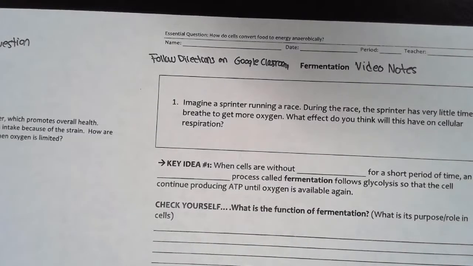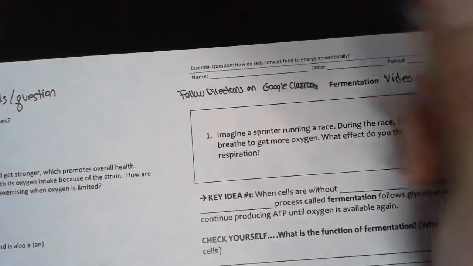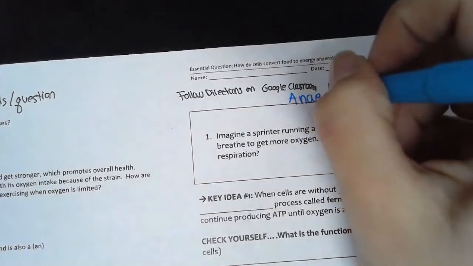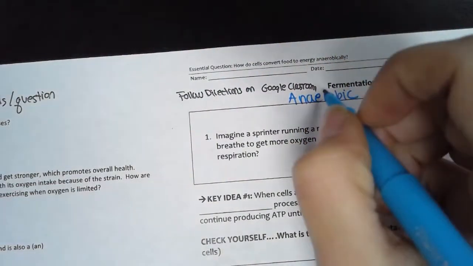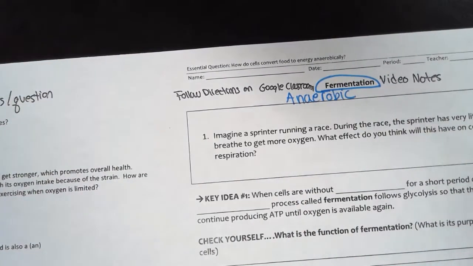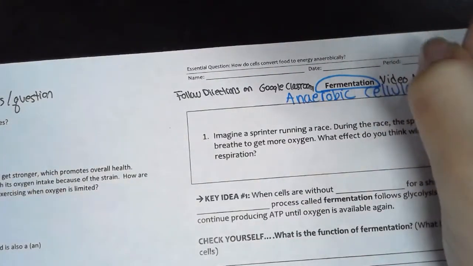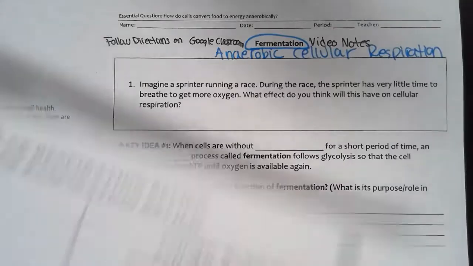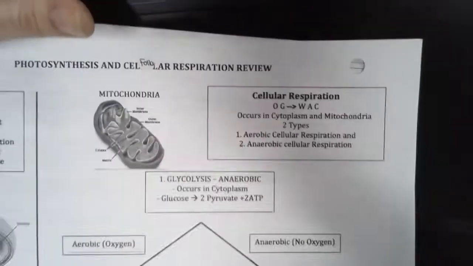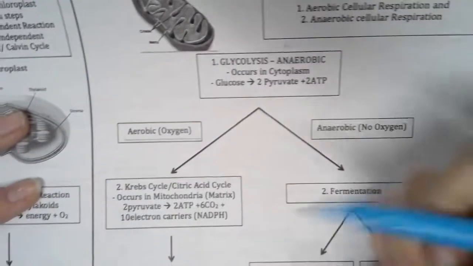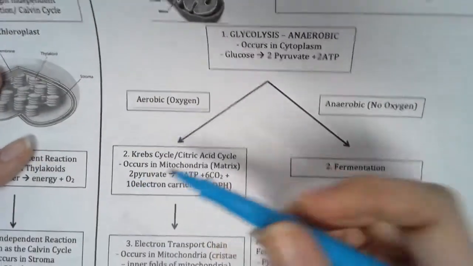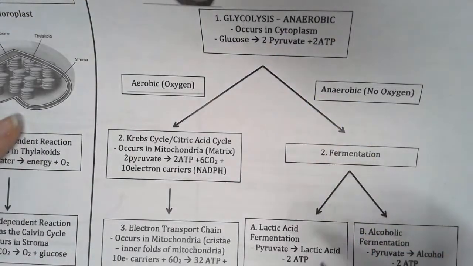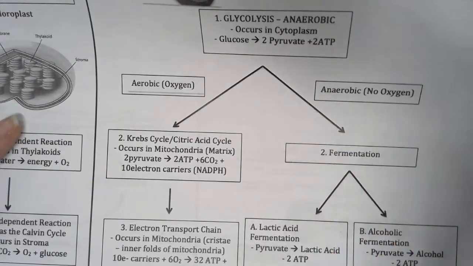Yesterday we talked about aerobic cellular respiration. Today we are going to be talking about anaerobic cellular respiration, which we call fermentation just as another word. So anaerobic cellular respiration and fermentation are the exact same thing. To recap from yesterday, this was our little map of cellular respiration. We talked about this left side, so we talked about aerobic cellular respiration. Today we are talking about anaerobic cellular respiration, so this side.